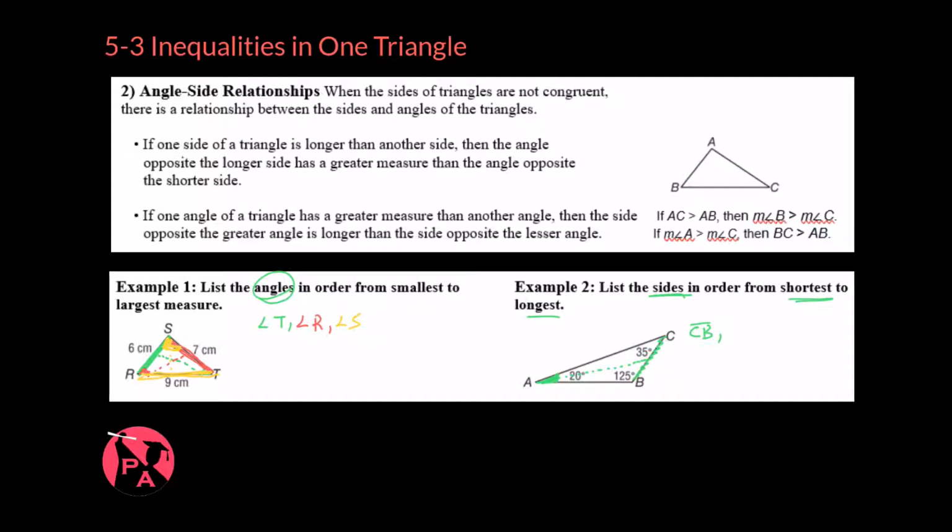So that's going to be the shortest side. Next, just look at the angle that is greater than 20. So greater than 20 is 35 degrees. The one opposite this angle is going to be the next side, which is AB. To get the longest side, we need to look at the greatest angle right here, 125, and opposite this angle, the side that we have is AC. That's going to be the longest one.